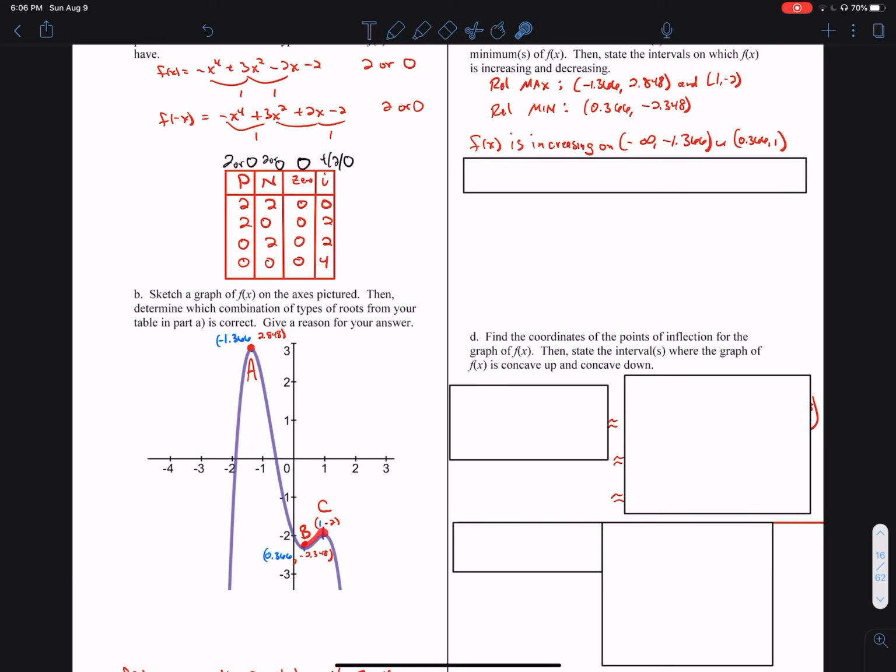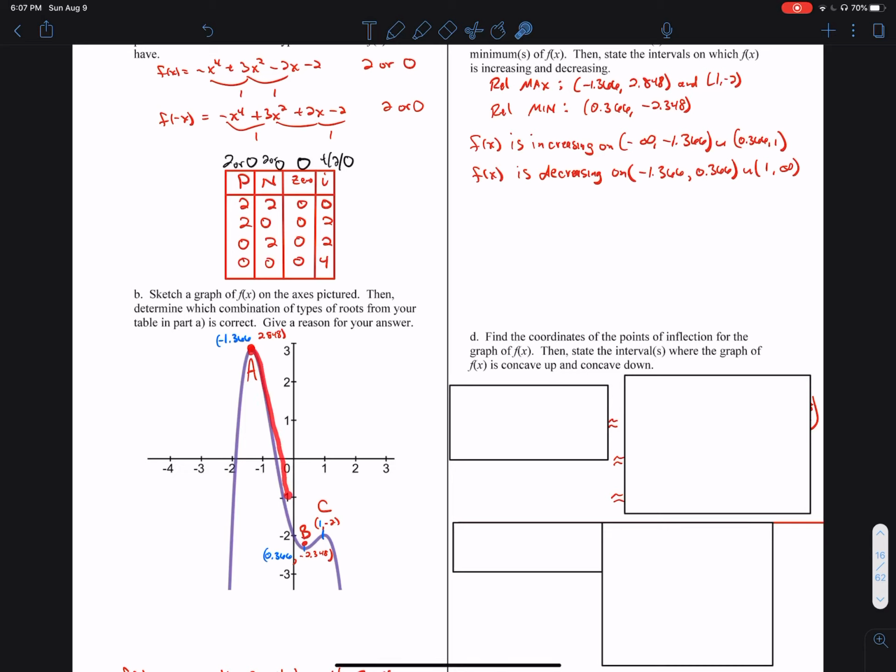And then it's increasing from B to C, which is from, I think I have that written down wrong. No, I don't. It's increasing from 0.366 until it gets to 1. We're looking at x values here. When is it decreasing? Well, it's decreasing from negative 1.366 down to 0.366. And it's decreasing again right after 1 down to infinity. Increasing and decreasing intervals, never use the end values.